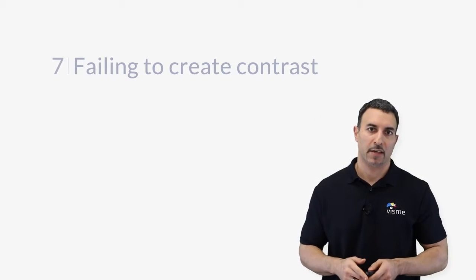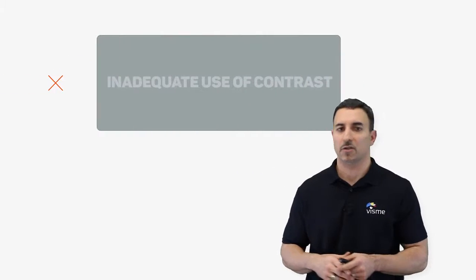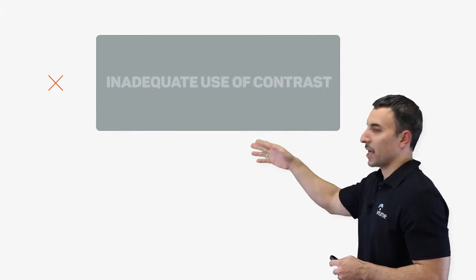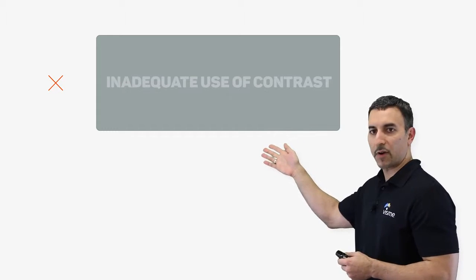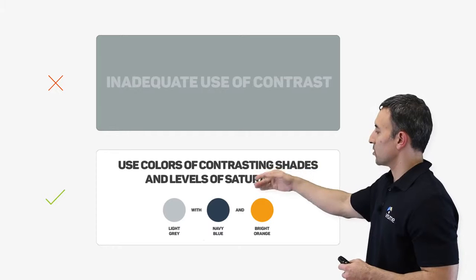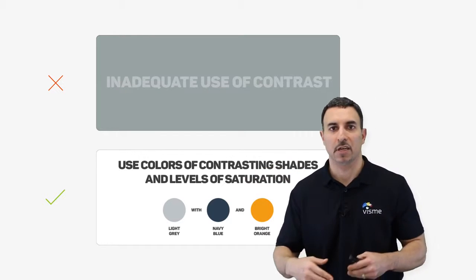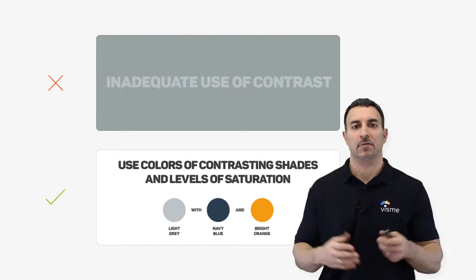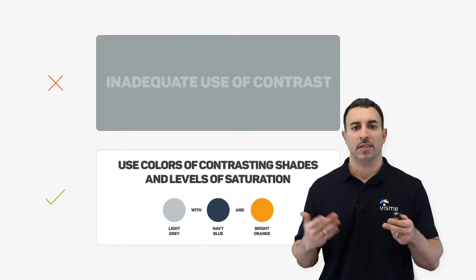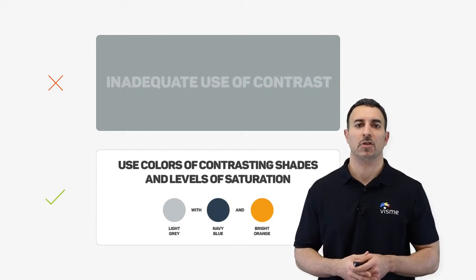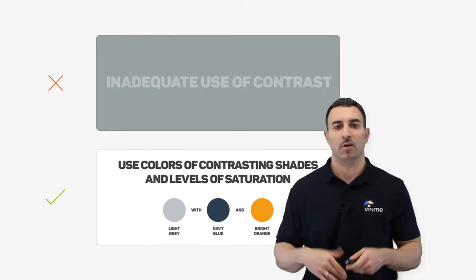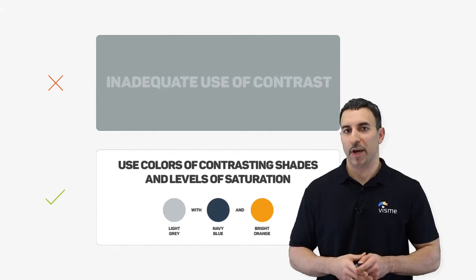Number 7, failing to create contrast. So that's another element that you want to concentrate on. It's a mistake made often by non-designers. You have light text, your foreground over your background. And if you look at the example below, what's happening is you have a dark text over a white background, and so you have actually achieved a good balance of contrast. So you want to basically use colors that are contrasting shades and levels of saturation. So in this case, you have a light gray and a navy blue, and it actually goes along with a bright orange.